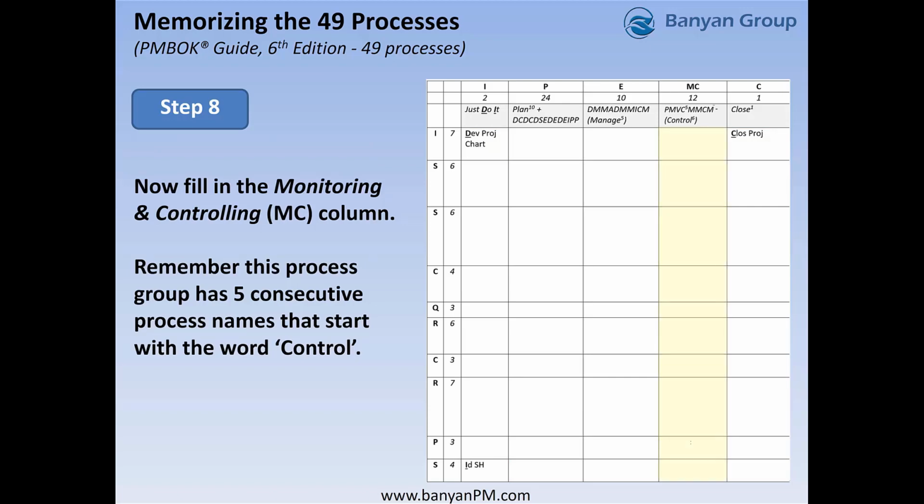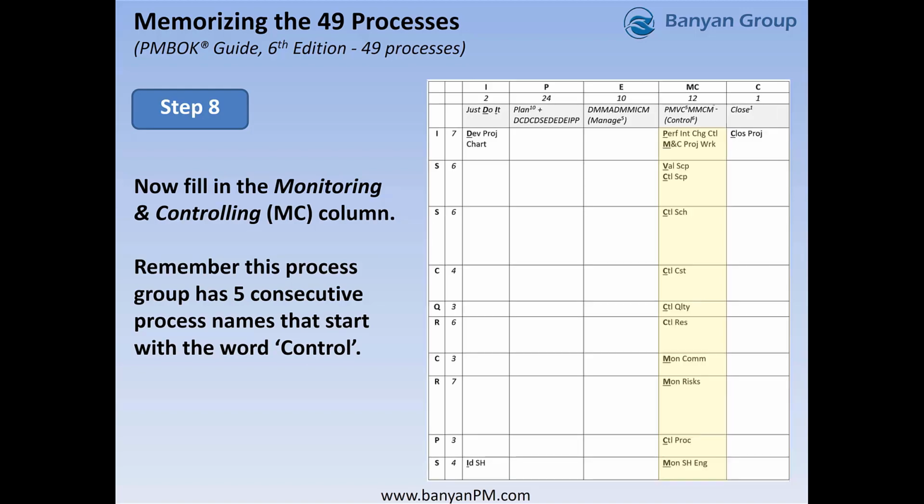Step 8. Now fill the monitoring and controlling column. Remember, this process group has 5 consecutive process names that start with the word control. You can see that most of the knowledge areas have a monitor and controlling process, with 2 exceptions: initiate and scope have 2 processes.